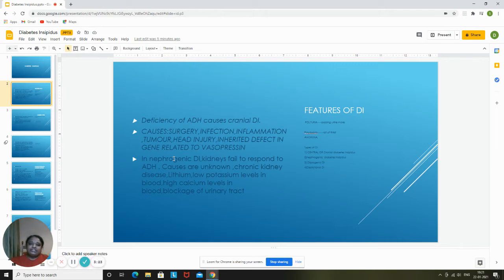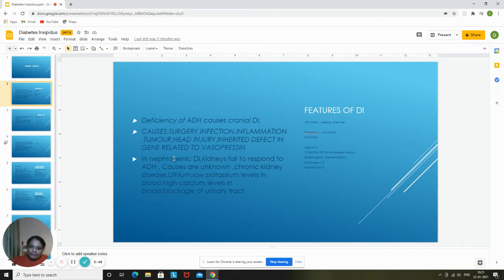So this deficiency of antidiuretic hormone usually causes a type of diabetes insipidus called cranial or central. The causes could be surgery, infection, inflammation, tumor, head injury, or an inherited defect in the gene related to vasopressin. So these are the causes for cranial diabetes insipidus.